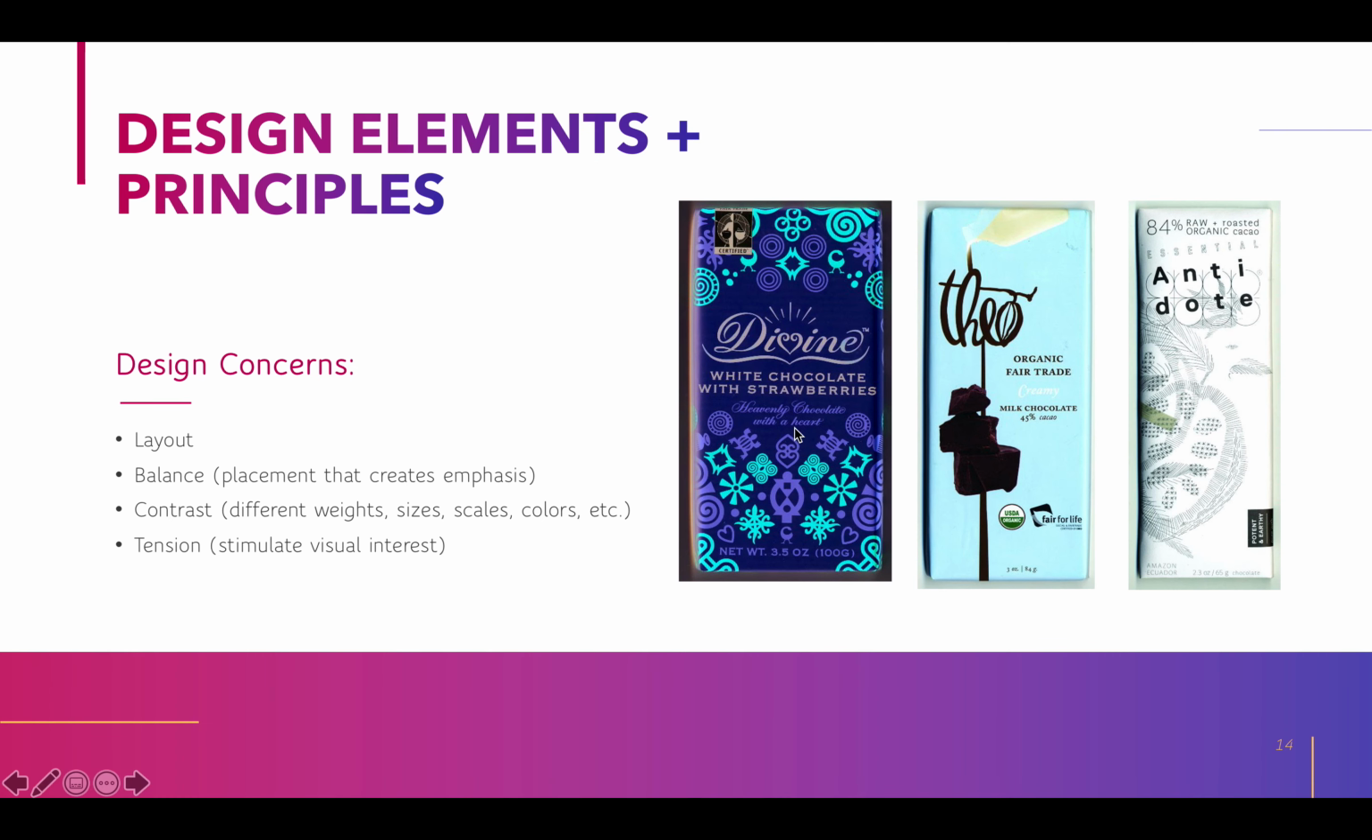So, thinking about design elements and principles, these are all going to sound very familiar to you, but how they function in the 2D and three-dimensional space is a little different than how we're just used to viewing them on the screen. So, design concerns, thinking about layout, balance, so the placement that creates emphasis, contrast, so making sure we vary the weights of, not strokes, but font sizes, scales, colors, etc., to create contrast, and then tension to stimulate visual interest. So, creating that kind of push and pull of the design to create areas of visual interest.